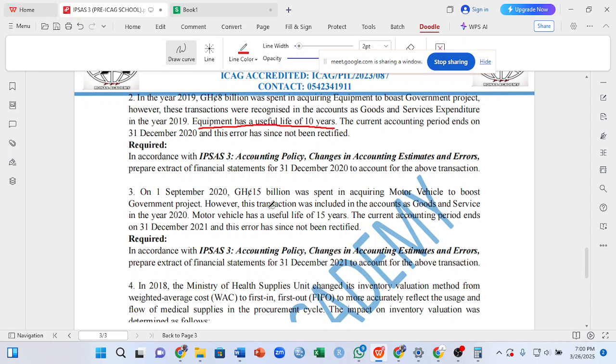What's making question two and question three different? I think maybe the error is occurring in the same current year, unlike the question... I think it's the date, 1st September. Okay, no, so acquiring the motor vehicle.